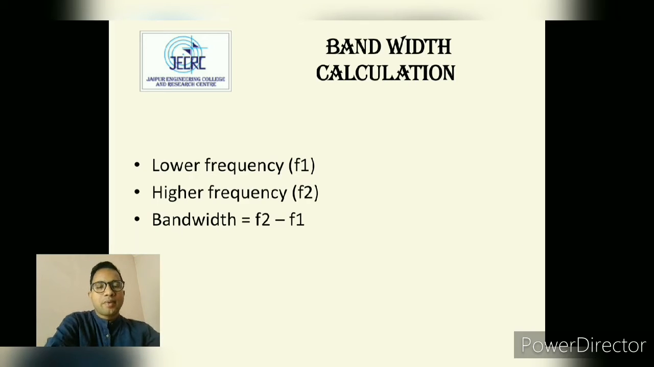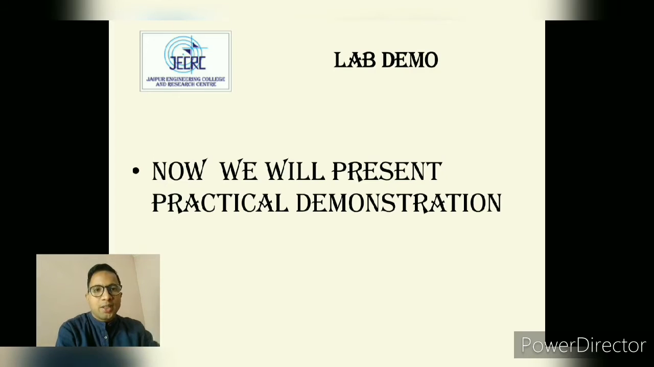Now we will see how we can calculate its bandwidth. For bandwidth we require the lower frequency F1 and the higher frequency F2. F1 and F2 we calculate from the frequency response curve, and after calculating them we can measure the bandwidth, which is F2 minus F1. Now we will move to the lab presentation, the practical demonstration. In practical we will perform it on the breadboard or the experiment kit.